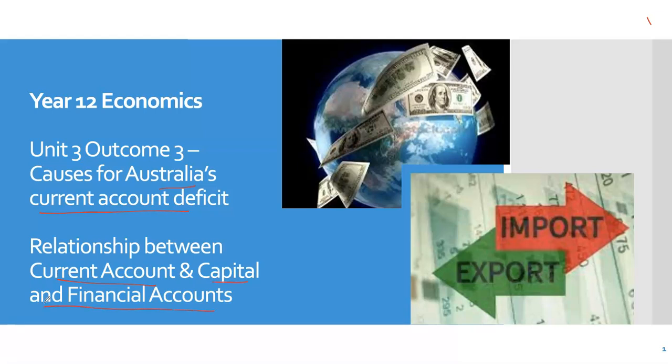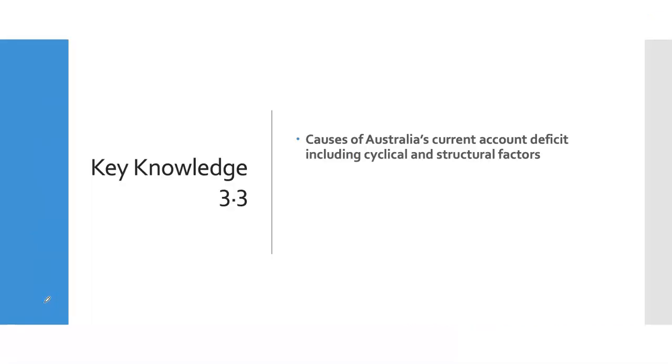So if you're a little bit unsure what these terms mean, you might want to look at a previous video on balance of payments. The first key knowledge point is we're going to focus on what are the causes of Australia's historical current account deficit, even though we're actually in a surplus at the moment, and think about what are cyclical and structural factors that have influenced this historical deficit.